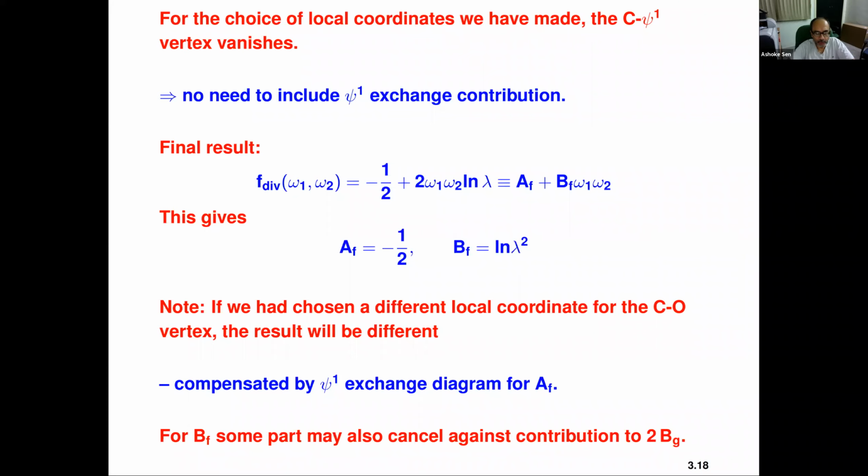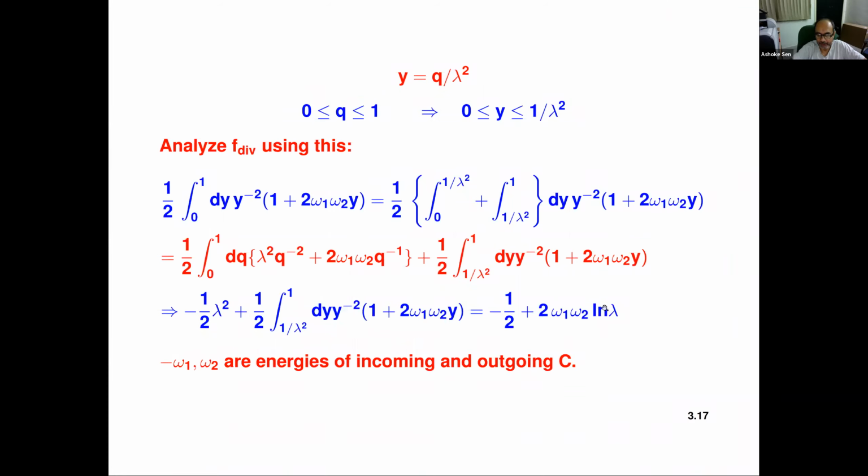Now we can ask what would have happened if you had used a different local coordinates for the CO vertex. Now, of course, the result would be different. What result would be different? The result for this amplitude would be different, if you had used a different local coordinate.